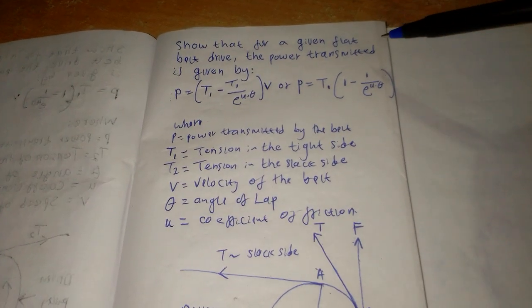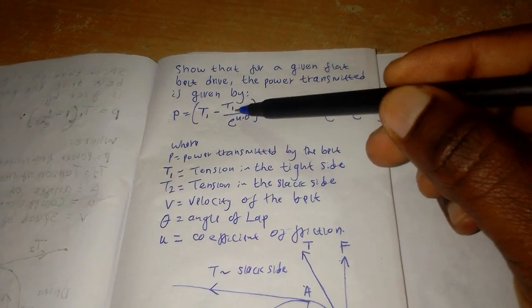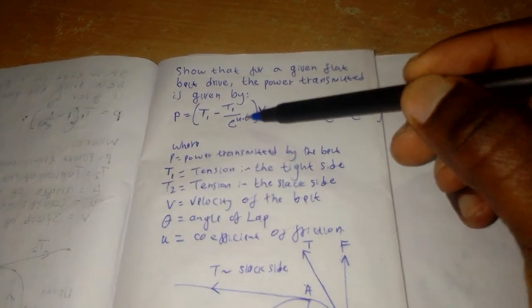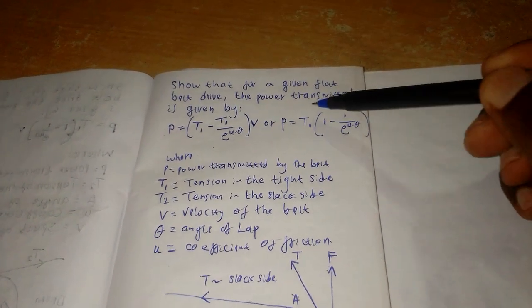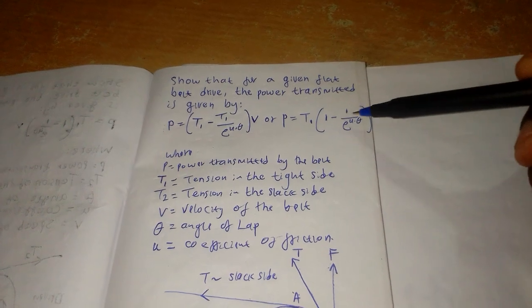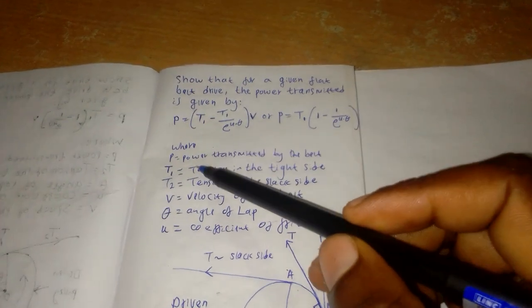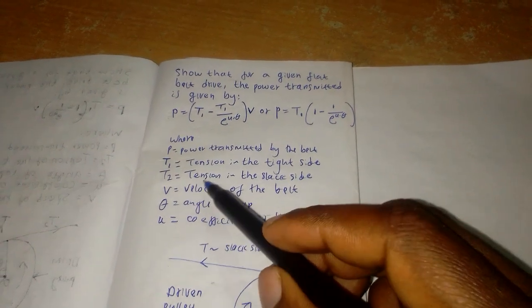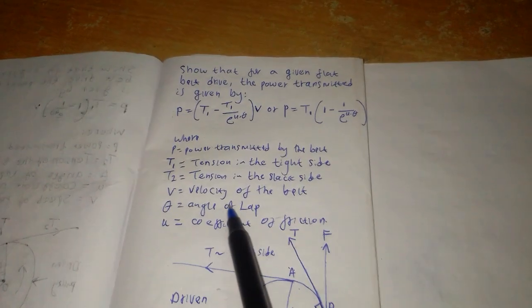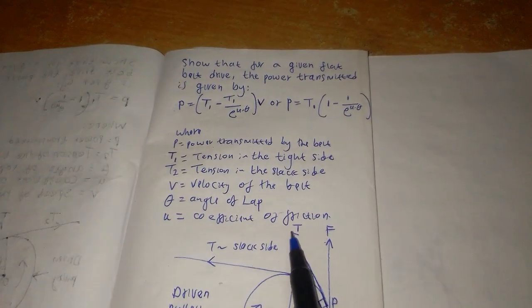Show that for a given flat belt drive, the power transmitted is given by P = (T1 - T2)V, or P = T1(1 - 1/e^(μθ))V, where P is the power transmitted by the belt, T1 is the tension in the tight side, T2 is the tension in the slack side, V is the velocity of the belt, θ is the angle of lap, and μ is the coefficient of friction.